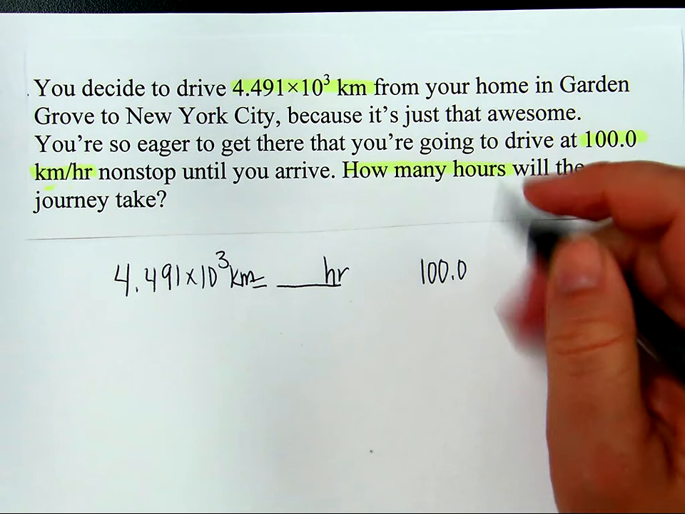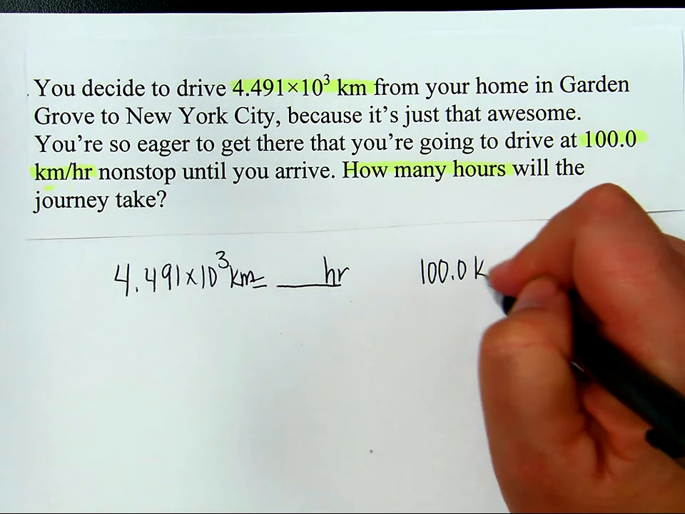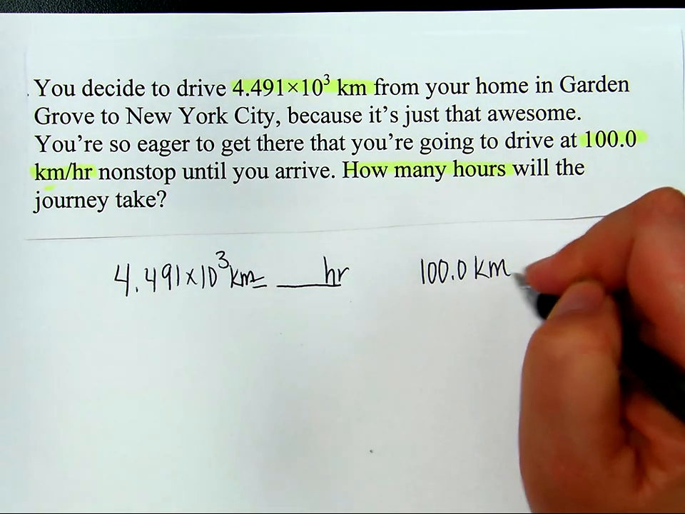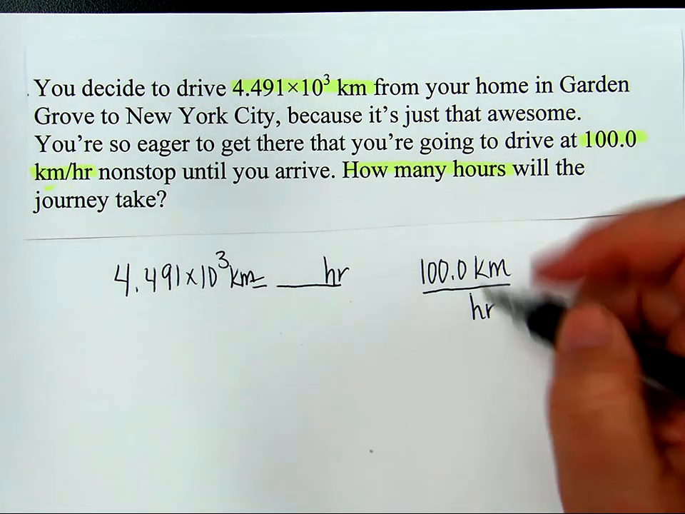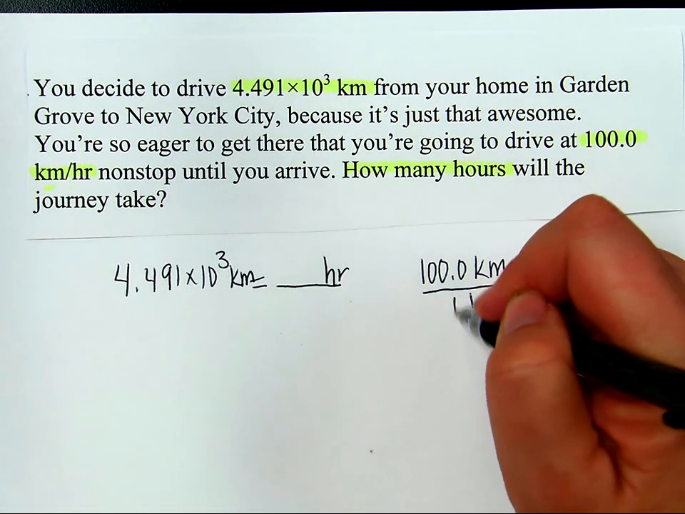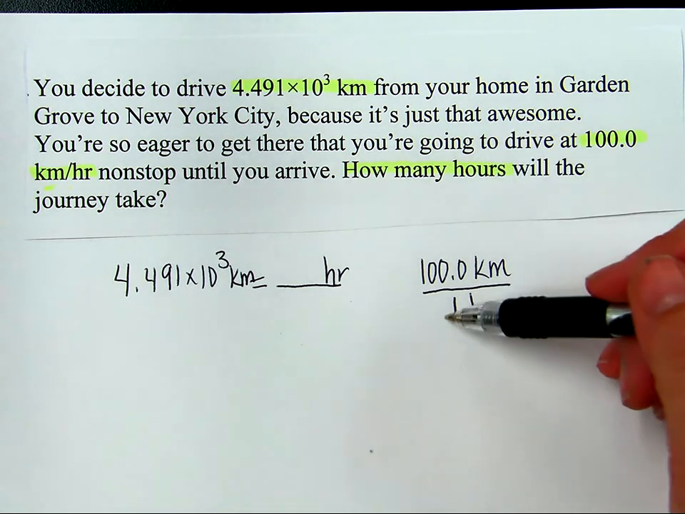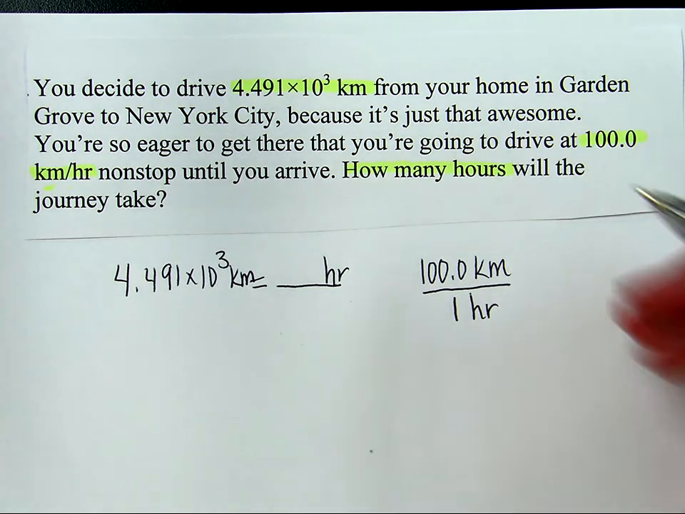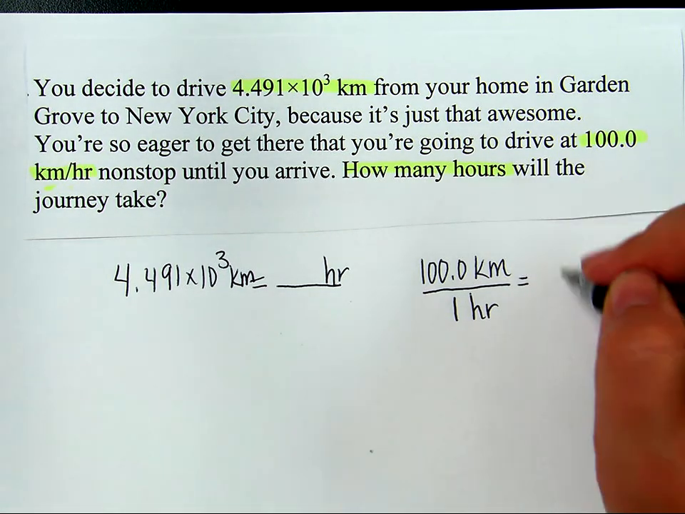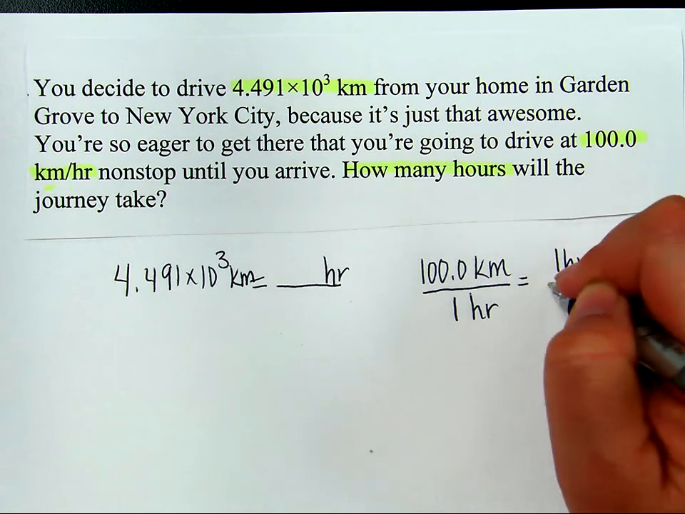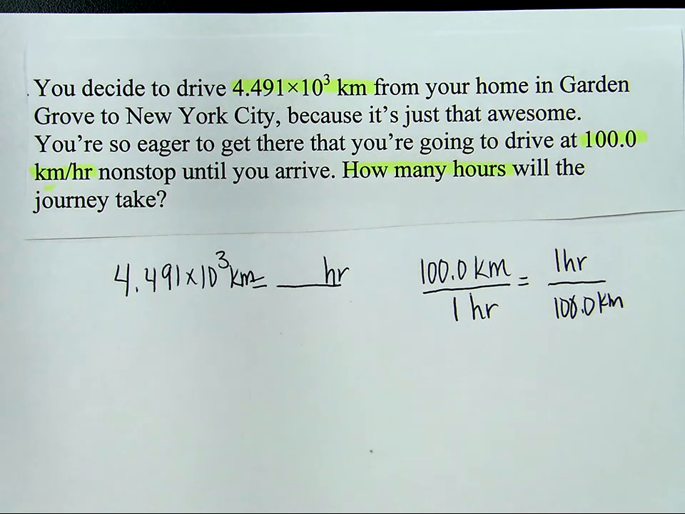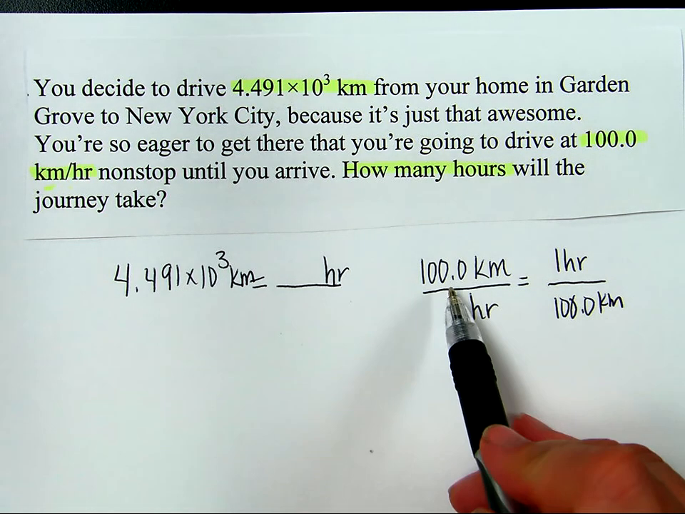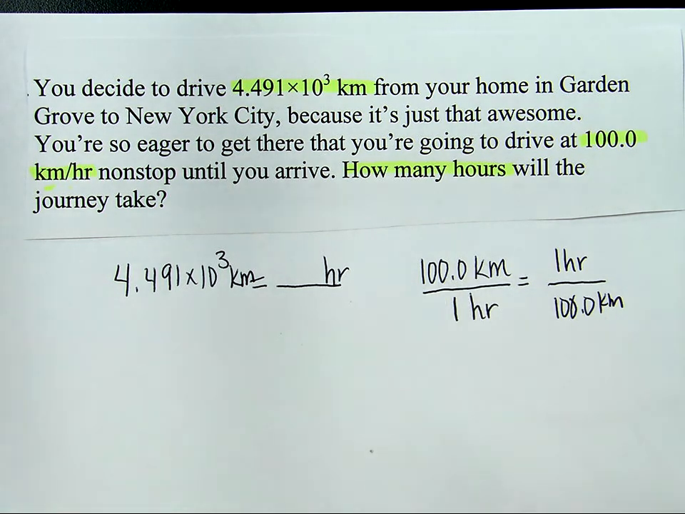100.0 kilometers per hour. And just so you know, of course, it's understood that that's per 1 hour. So in 1 hour, I could drive 100 kilometers. Now, I could say the same thing if I put hours up here and kilometers down here. I have not changed the ratio. The fact is that if I'm driving for an hour, I'm going to move that car 100 kilometers.